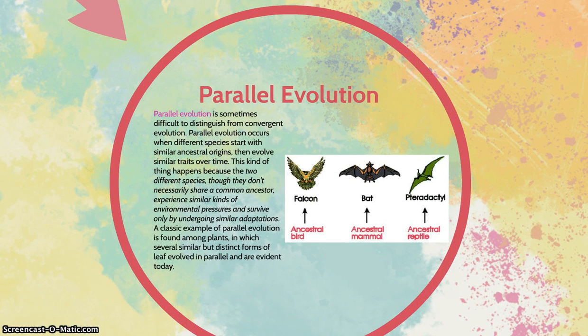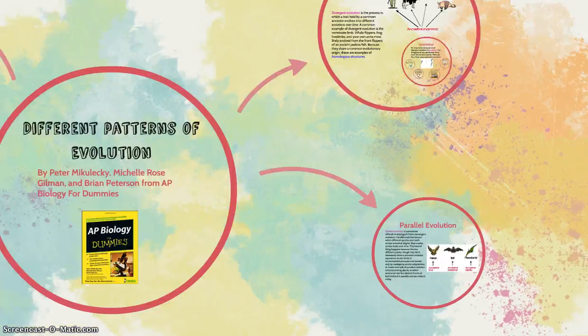Now, with parallel evolution, it is hard to tell the difference between parallel and convergent. Parallel evolution occurs when organisms come from different ancestors. They evolve in a similar line to other organisms. And so they may be in an environment together, but they evolve together.